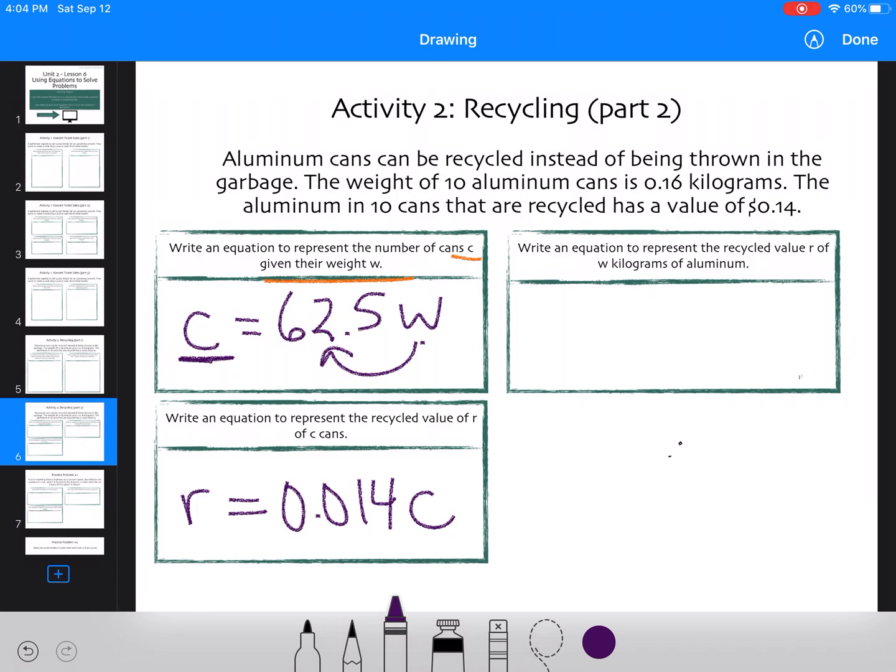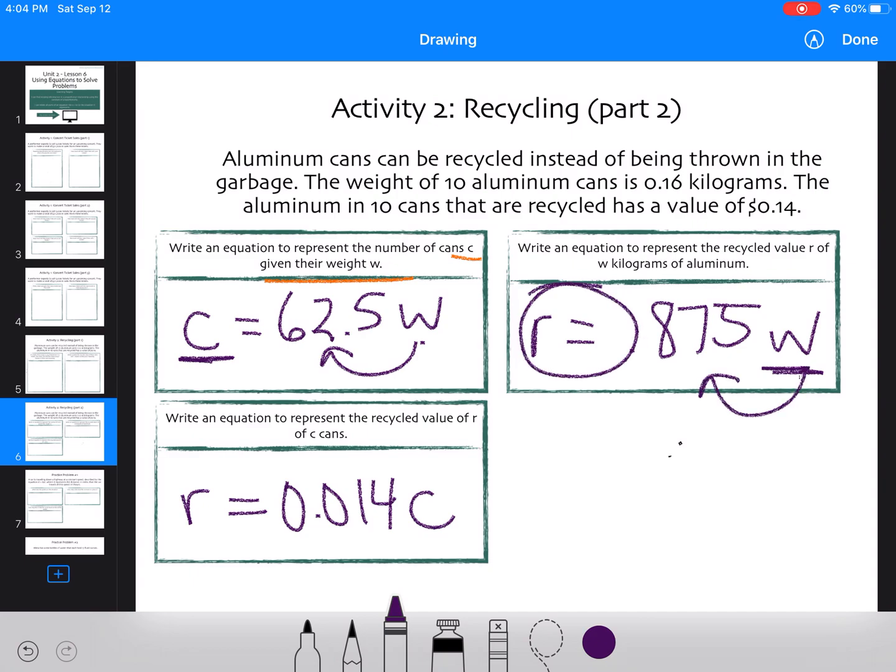So I know that the recycled value is going to be 0.875 of the weight of the can. So the weight of all the cans together times this is going to give me my recycled value.